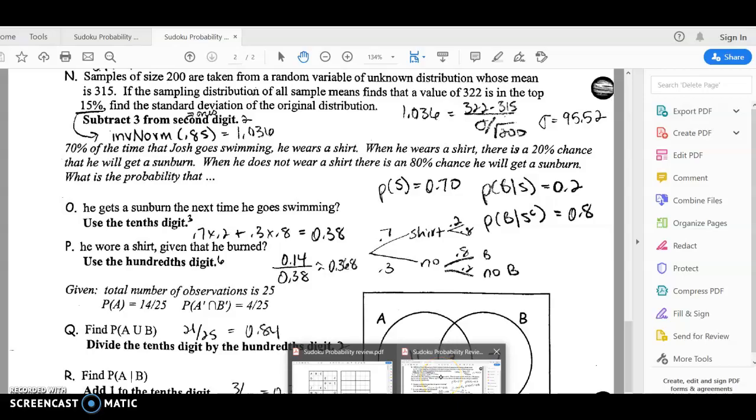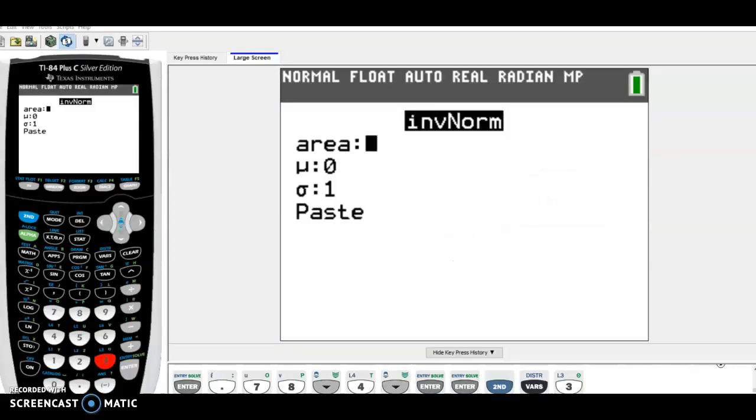In this one, I was working backwards. Instead of finding the 322, which is the value that corresponds to that top 15%, I had to find standard deviation. A lot of the problems we've had were given mean and standard deviation, and it's that particular value we're trying to find. And so that's the instance where in the calculator you can enter mean and standard deviation instead, instead of that 0 and 1, in the context of the problem.